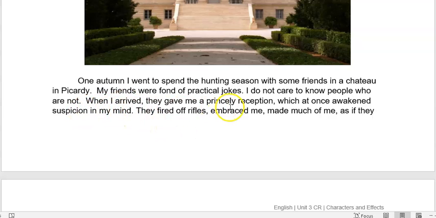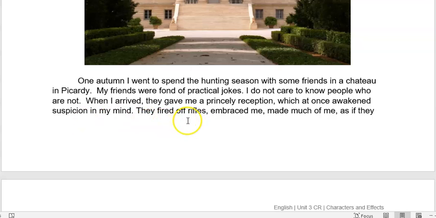"When I arrived, they gave me a princely reception." So he's basically saying they gave him a very nice welcome, "which at once awakens suspicion in my mind." So he already is suspicious of why they are being so overly nice to him and welcoming.